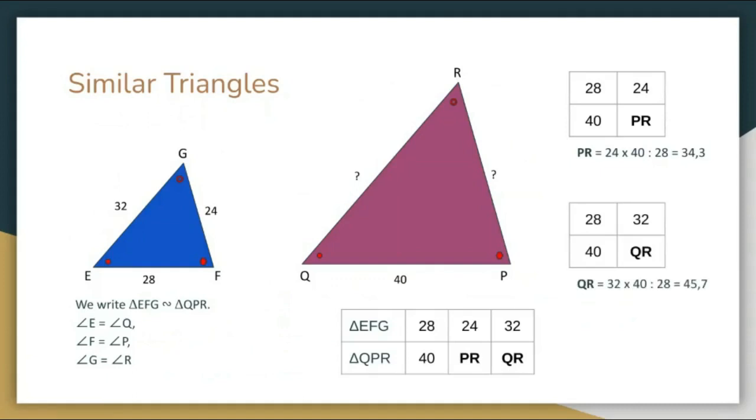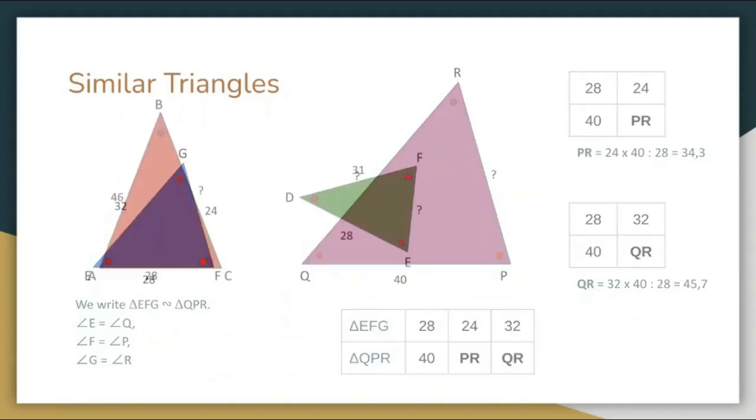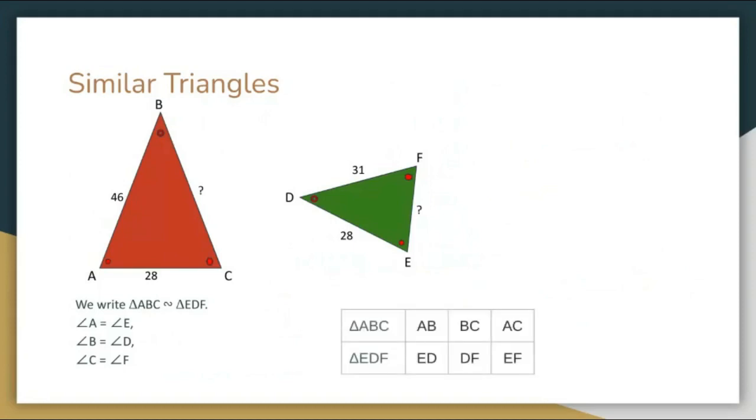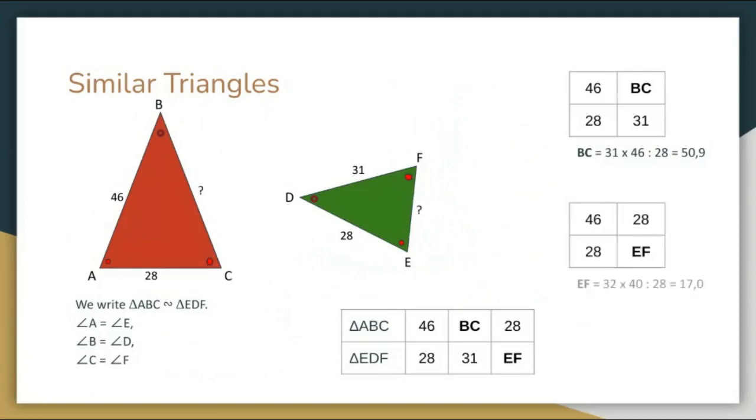Let's do 2 more exercises before continuing on with the next paragraph. Again, 2 triangles, a red one and a green one. By looking at the symbols in the angles, we can see that angle A is congruent with angle E, B with D, and C is equal to F. We now know that triangle ABC is similar to triangle EDF. We then make a table with the sides of the triangle. After that, we fill in the numbers we know and we highlight the sides we want to know. We then use cross multiplication to find sides BC and EF.